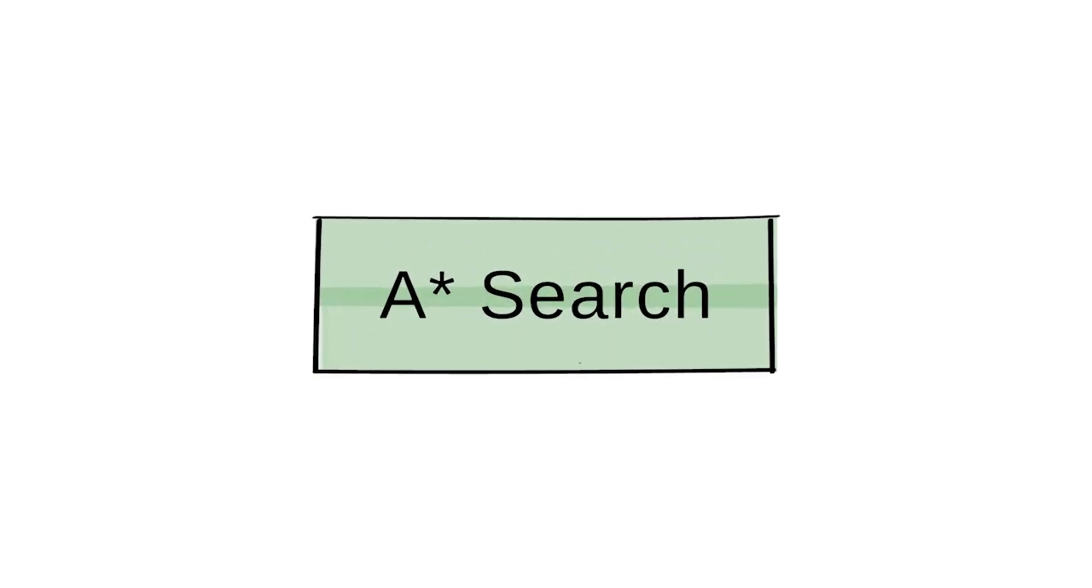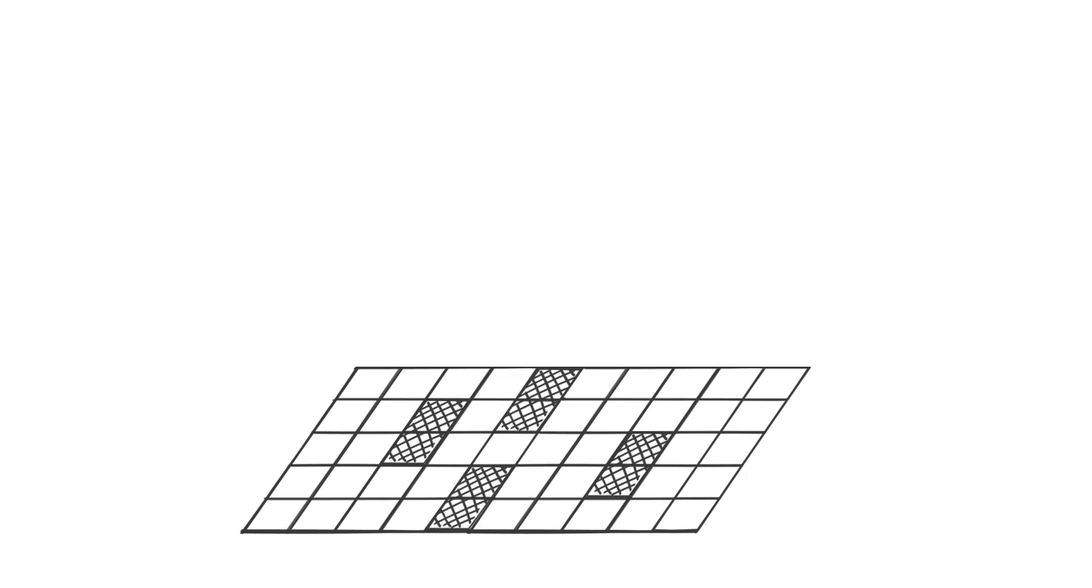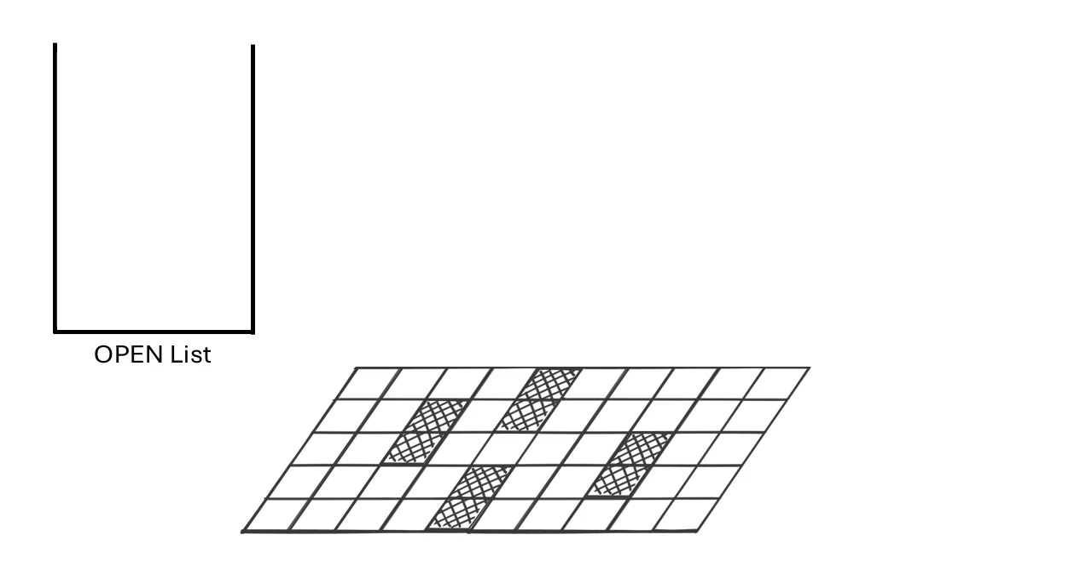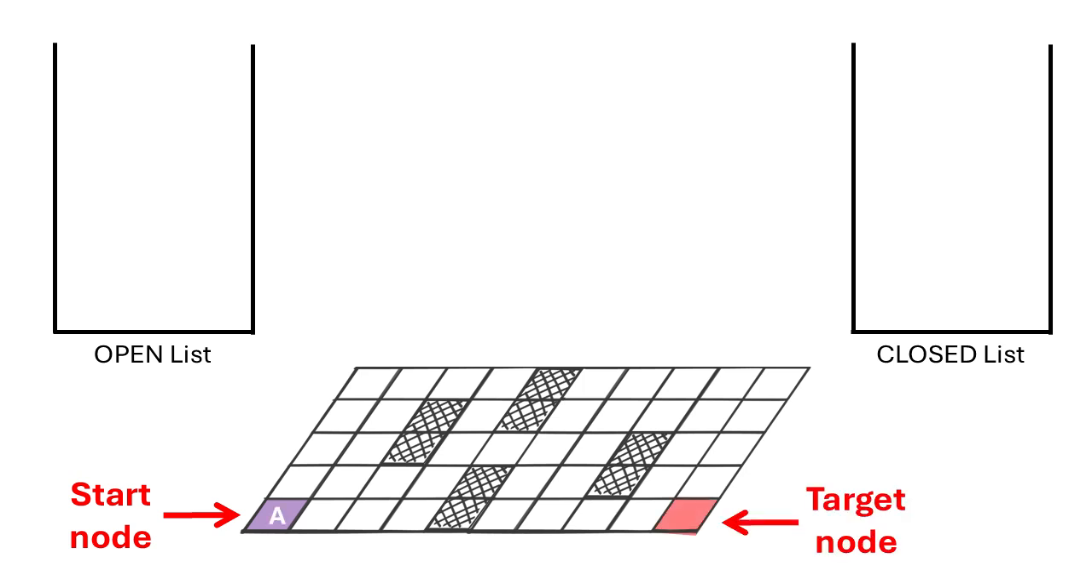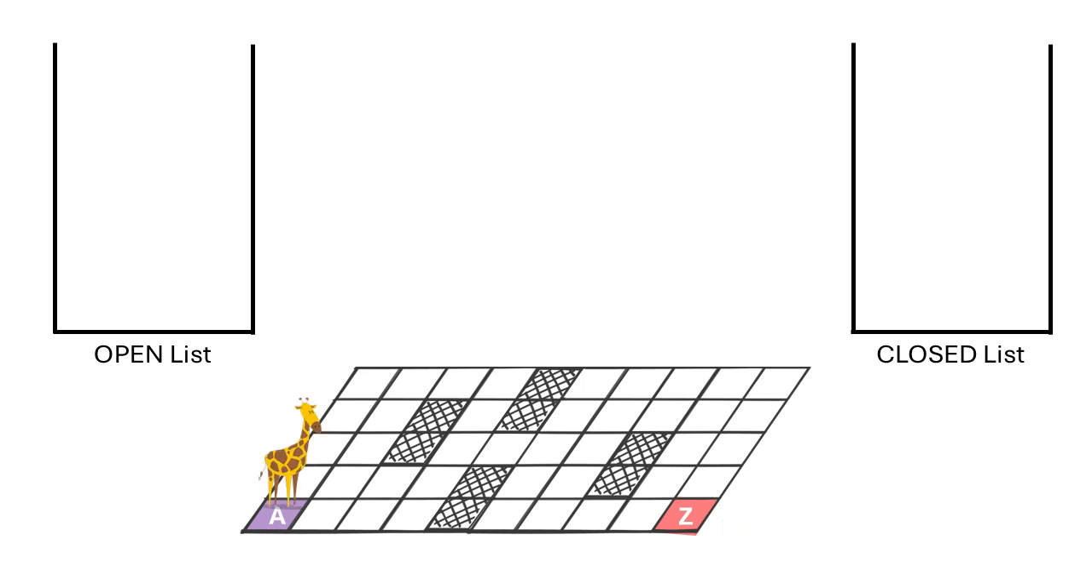Okay, so now that we have all that covered, let's look at a search example. We need an environment with some obstacles, an open list and a closed list. We also need the start position of the search, which we are going to call A, and the target position, which we're going to call Z. And of course, we need an agent that's going to follow our path.